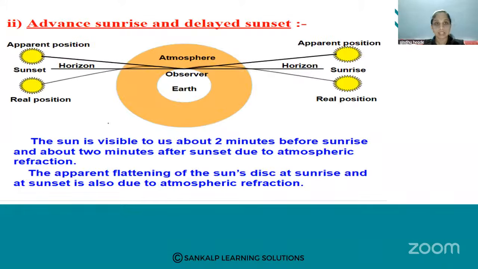Okay, we'll move to the next one. Another important phenomenon, that is advanced sunrise and delayed sunset, as we call it. What is the main reason for advanced sunrise and delayed sunset?